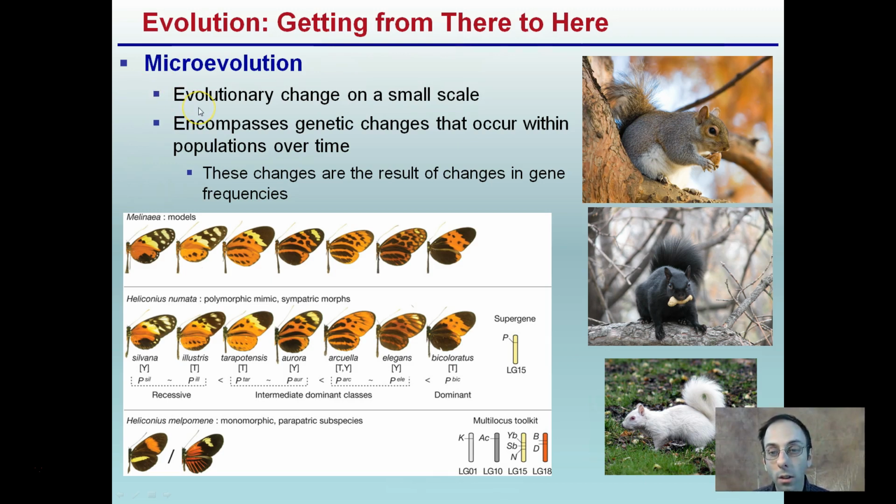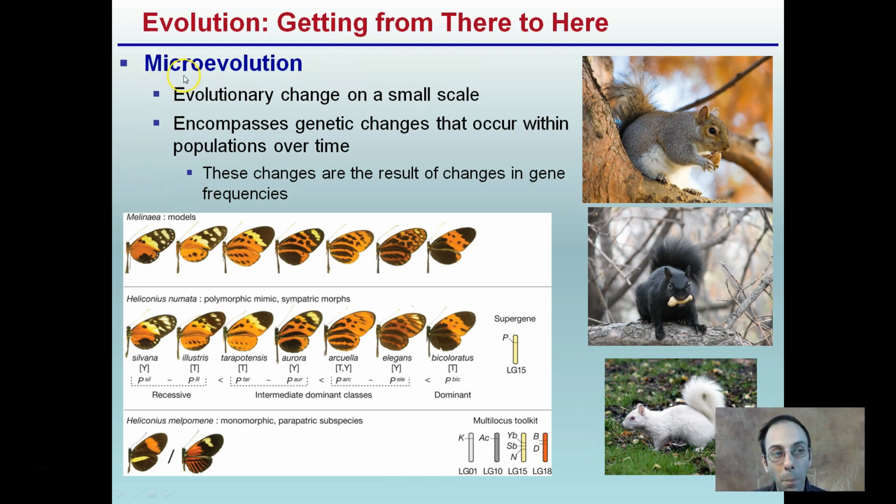Microevolution are evolutionary changes, as you may guess, on a small scale. This encompasses genetic changes that will occur within populations over time. These changes are the result of changes in gene frequencies. So we see here our gene frequencies for certain colors have changed in these butterfly wings. Here we also have the squirrels. We have our gray squirrel, our black squirrel, and our albino white squirrel here.